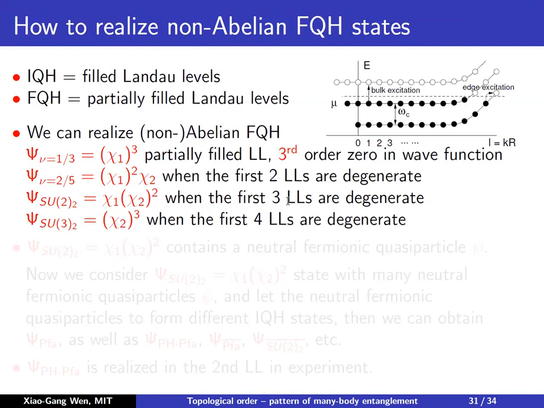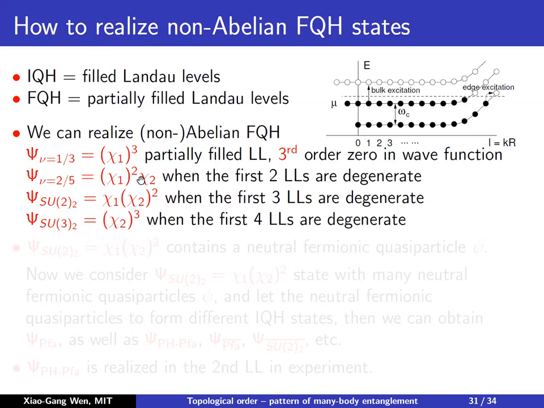If the first three Landau levels are degenerate, you can do a similar game: chi 1 times chi 2 squared. Again, it has a third order zero favored by interaction, but it partially fills the first three Landau levels. This wave function actually has non-abelian statistics, a so-called SU(2) level 2 non-abelian statistics. If the first four Landau levels are degenerate, then we have chi 2 cubed living in the first four Landau levels. Again, it has a third order zero. Those have SU(3) level 2 non-abelian statistics.